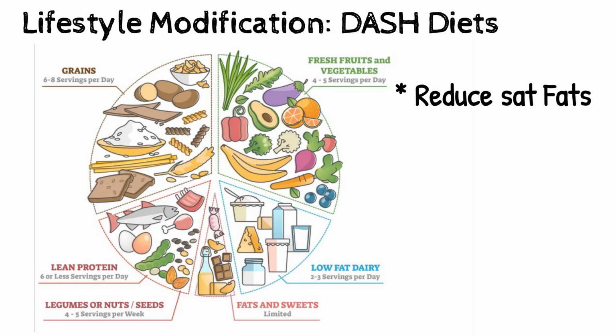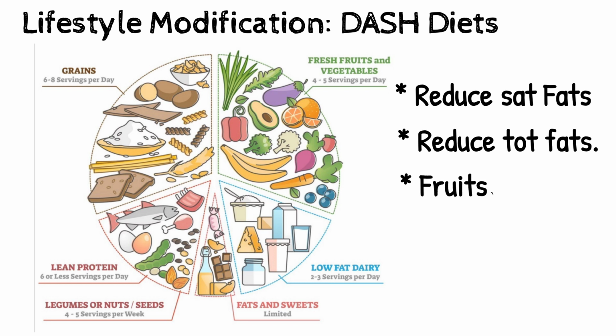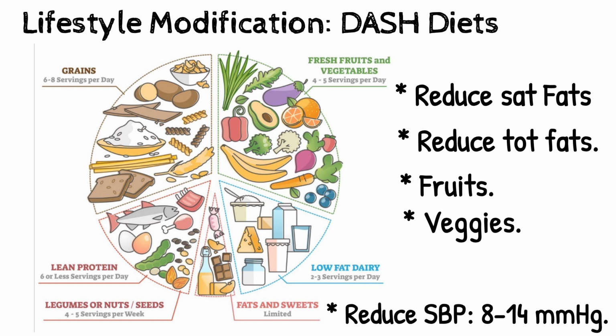Dietary approaches to stop hypertension, also known as DASH diets, involve reducing saturated fats and total fats, eating more fruits, and eating more vegetables. DASH diet reduces systolic blood pressure by 8 to 14 millimeters mercury.